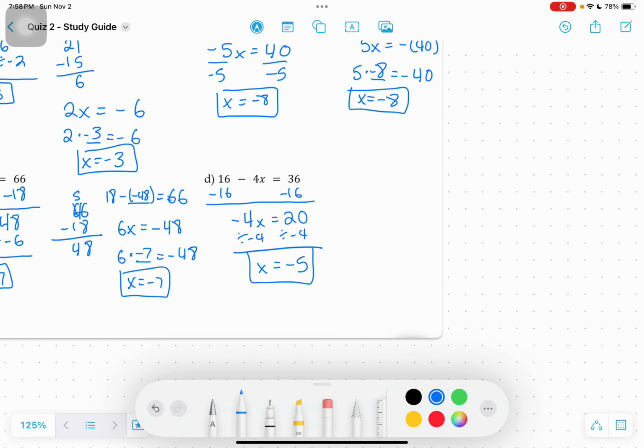Let's use equation reasoning. 16 minus something equals 36. I can't use subtraction to make a larger number, so I have to use a negative. I think it's negative 20. So that means 4x must equal negative 20. 4 times what equals negative 20? Must be negative 5. So x must be negative 5.